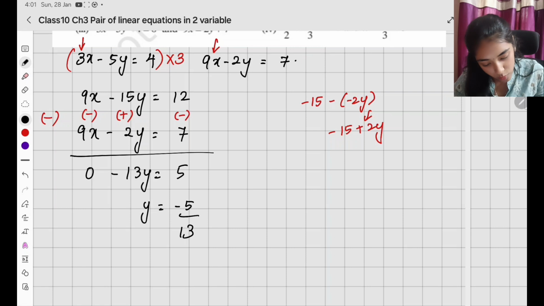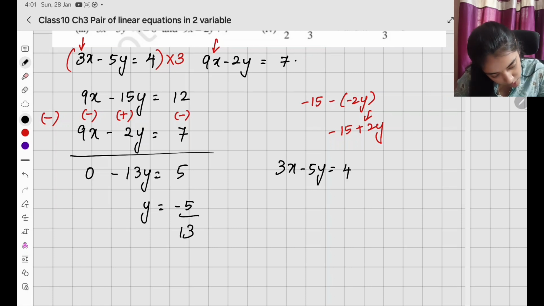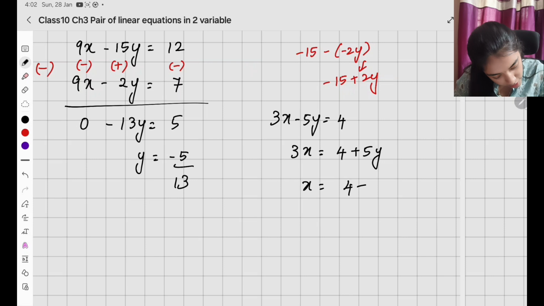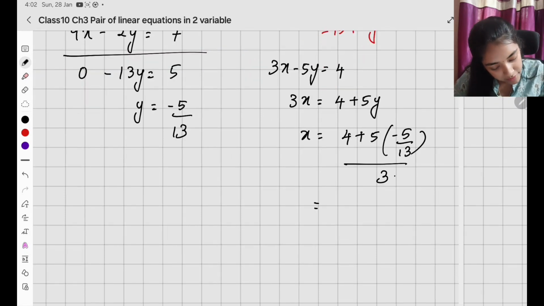Okay? இப்போ y value கண்டுபிடிச்சாச்சு. What is the x value? X value is going to be ஏதாவது ஒரு equationல substitute பண்ணா we have 3x minus 5y equals 4. 5y equals 3x. இல்ல x value தானே வேணும். So we have 3x equals 4 plus 5y and x value is going to be 4 plus 5 into y value, minus 5 divided by 13, the whole divided by 3. Now when I find the LCM I have 4 into 13. 13 4s are 52, minus 25, the whole divided by 13, the whole divided by 3.